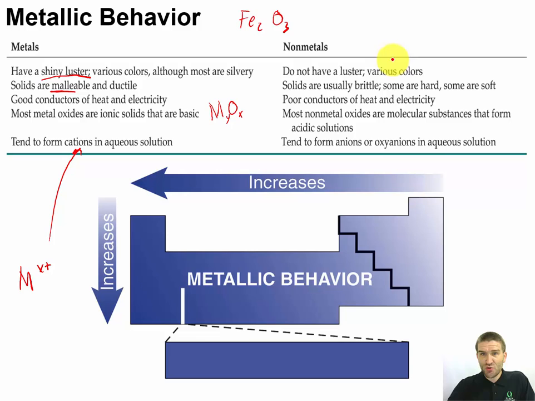Now, contrast that to all of our nonmetals. Our nonmetals typically are not going to have luster, and they can have lots of different colors. Sulfur is a bright yellow. Many of them are going to be clear. Our halogens can have lots of different colors to them as well. They're typically brittle. Some can be hard, some can be soft. Example of that, sulfur again. They're going to be soft. You can grind those crystals very easily.